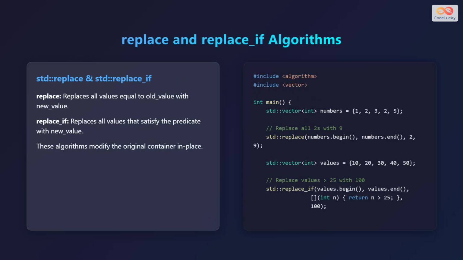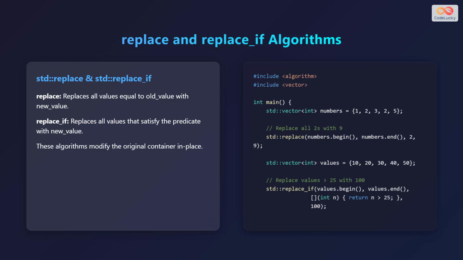Let's explore the replace and replace_if algorithms. The replace algorithm replaces all values equal to old value with new value. The replace_if algorithm replaces all values that satisfy the predicate with new value. These algorithms modify the original container in place.